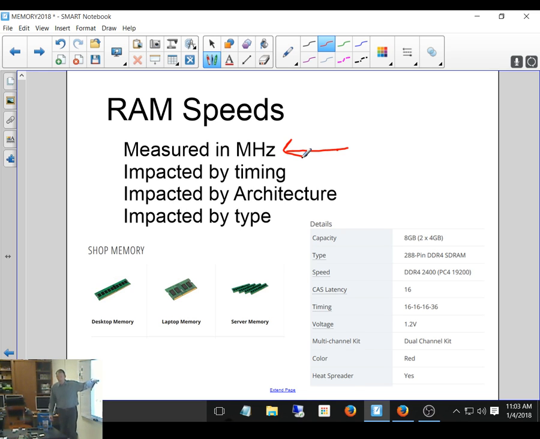Just like in RAM, the megahertz is a set number, but what's its timing? What kind of architecture does it support? And what kind of type is it? We're going to talk about all those new things that impact what makes RAM different, okay? So I just showed a picture down here. There's desktop RAM. If you were to go to Newegg right now, it's going to ask you, are you looking for desktop, laptop, or server memory?